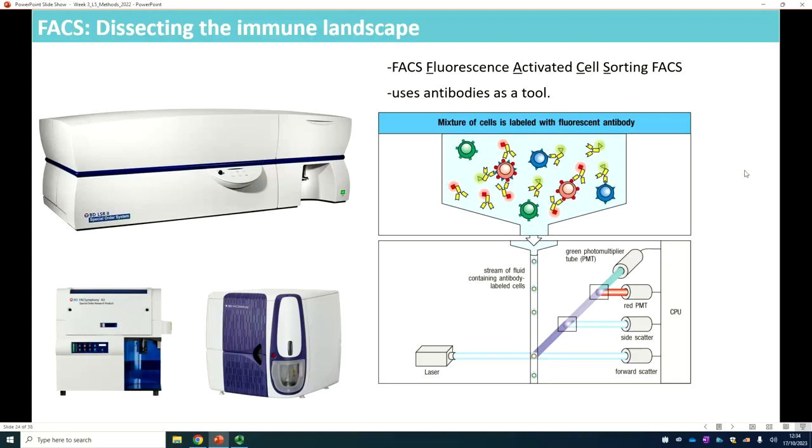You can also measure multiple colors on different channels. Essentially what happens is you have your mixture of cells, you have your fluorescently labelled antibodies that will detect your specific cell surface markers, and these are injected into a stream of fluid so that you have cells passing through one at a time, and a laser is shone across, and you measure various different states as well as fluorescences.